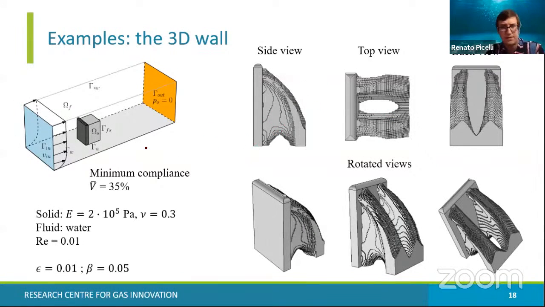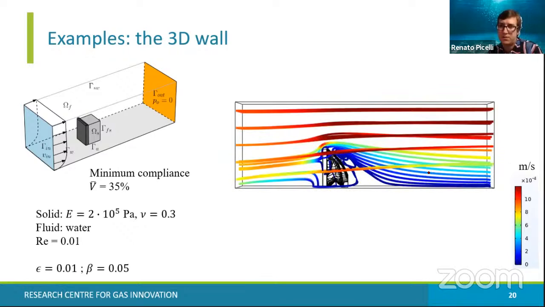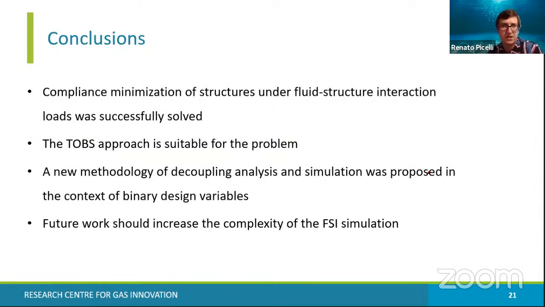This is the wall, again minimizing compliance, subject to a volume constraint of 35%. And fluid water, this is how the structure looks in the end. This is the fluid velocity, the streamlines actually. You can see here the very low Reynolds number. And yeah, the fluid flowing around the structure.